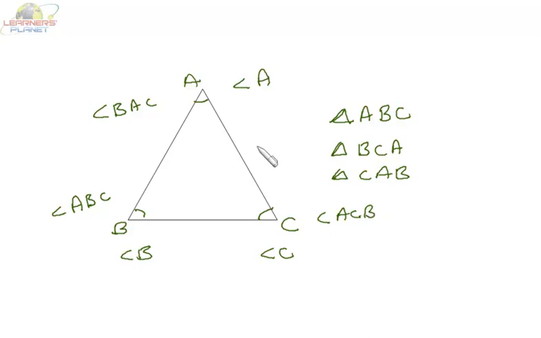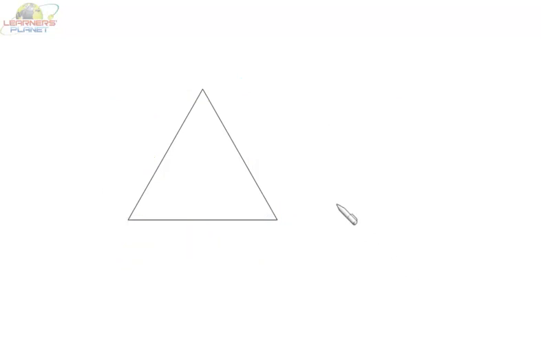Now there are three line segments which are forming this triangle. So the line segment AB is a side of this triangle, and the line segment BC is also a side of the triangle, and the line segment AC is also a side of the triangle. So we discussed vertices, sides, and angles of the triangle. Now let's discuss points and region inside the triangle and outside the triangle.